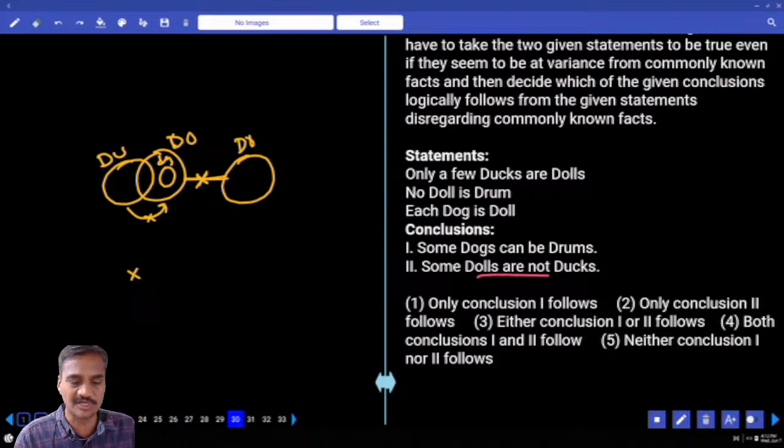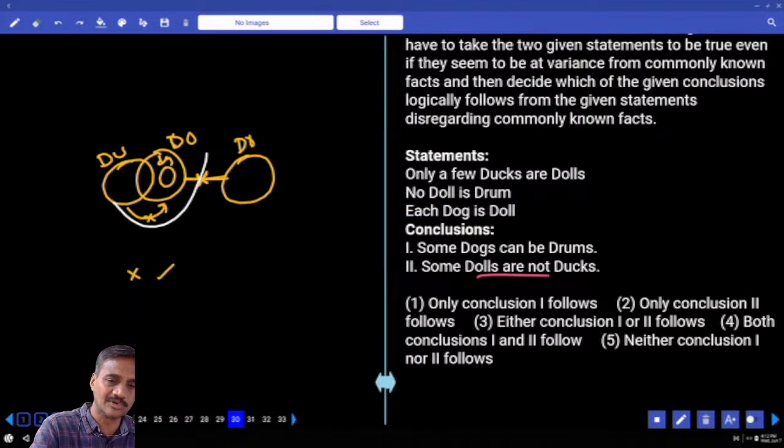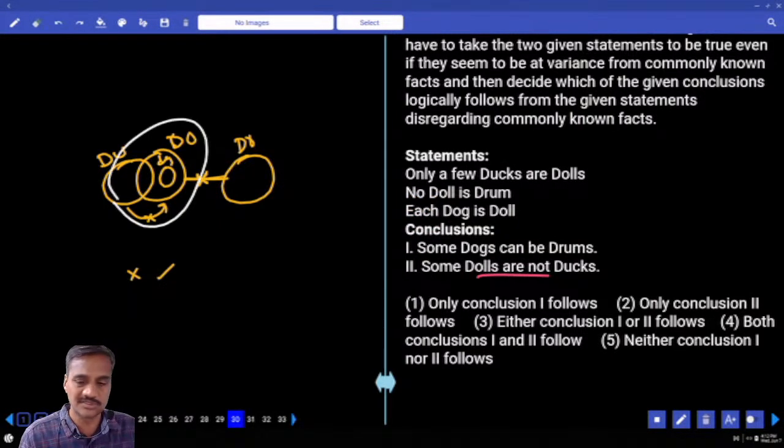And some dolls are not ducks. Now some dolls are not ducks, that is true. If false, it turns into all dolls are ducks. All dolls are ducks. Now I am able to write my duck like this. Hence, now here alternate diagram true, previous conclusion false. Then what is your answer here? Neither one nor two, choice 3 for question number 30.